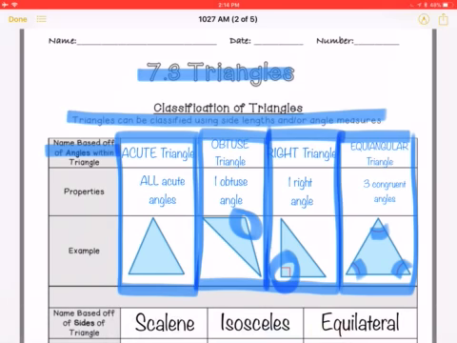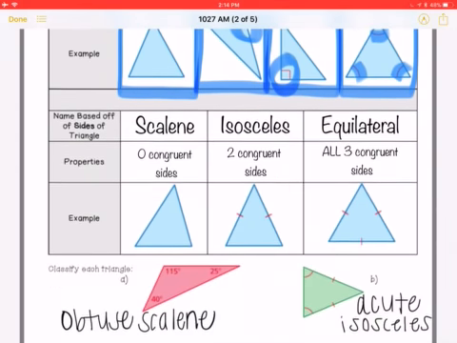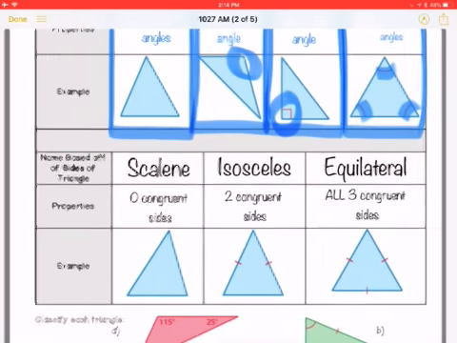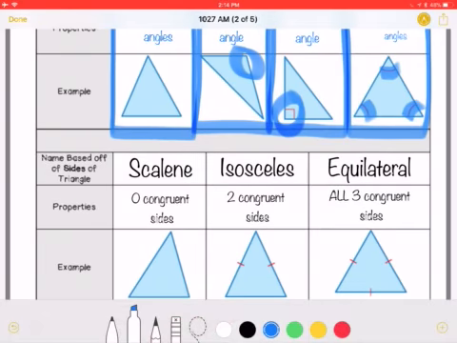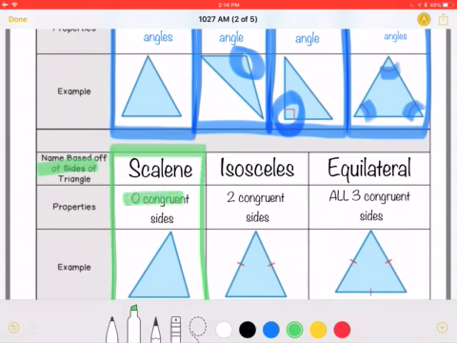Now, besides just looking at the angles, it can also be named based off of its sides. So looking at its relationship for its sides. If there's a triangle with no congruent sides, they're all different measures, we call that a scalene triangle. There's 0 congruent sides there. An isosceles triangle means there are 2 congruent sides. You can see by these tick marks, that's showing that those 2 sides are congruent.